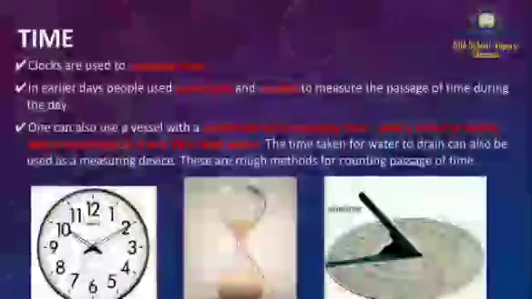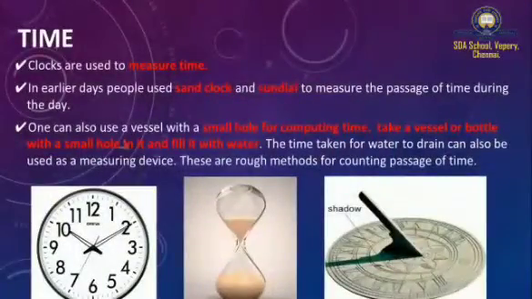Next, we'll move on to time. Summer season changes into winter season, changes to rainy, vice versa. So you all know that seasons change. We even know that time passes. So how do we measure the passage of time? Yes, clocks are used to measure time.